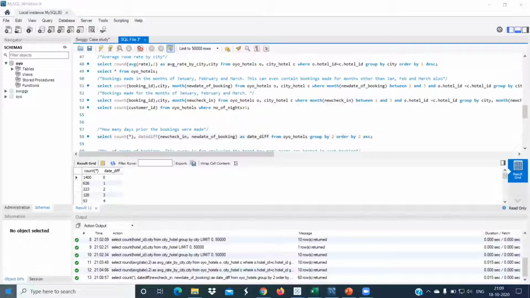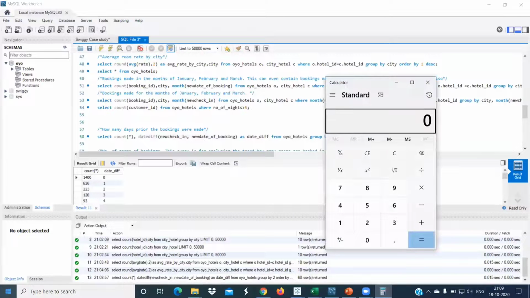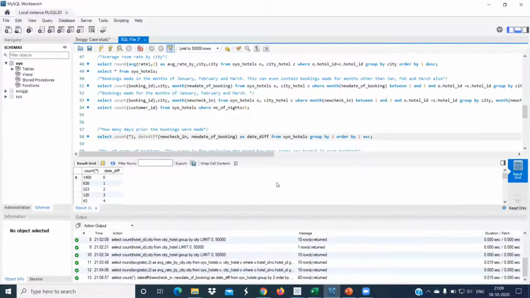And if we add up 1400 plus 626 plus 223 plus 120, we can also conclude that nearly 81% or 82% of the bookings were made in less than 3 days notice. Just one booking was made with 264 days notice.